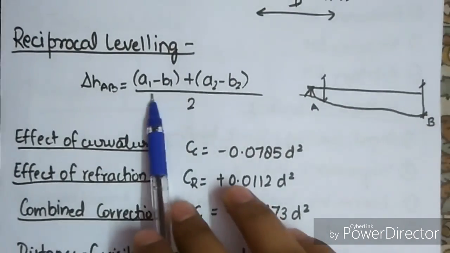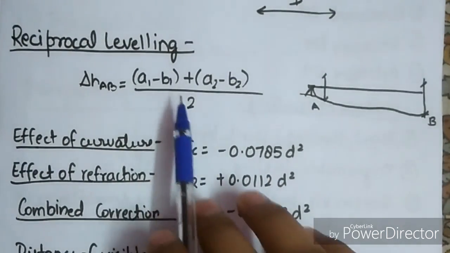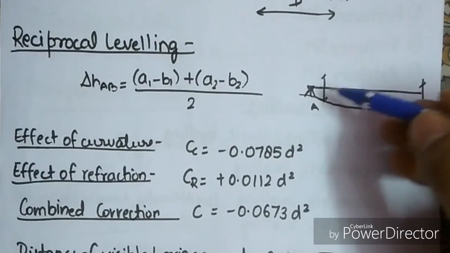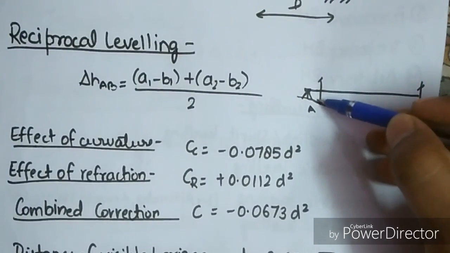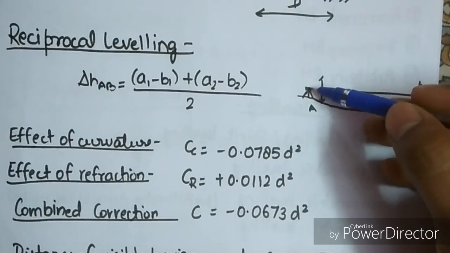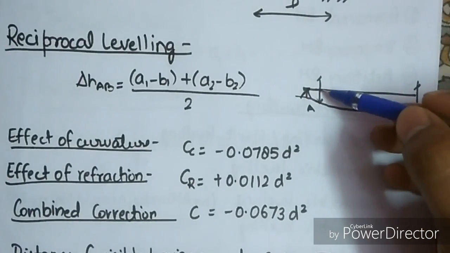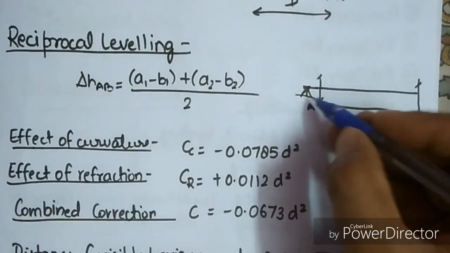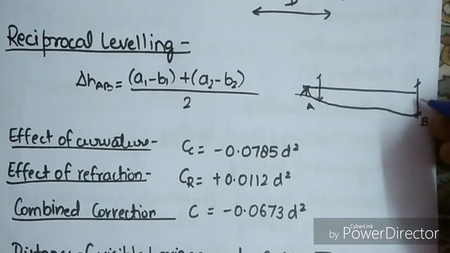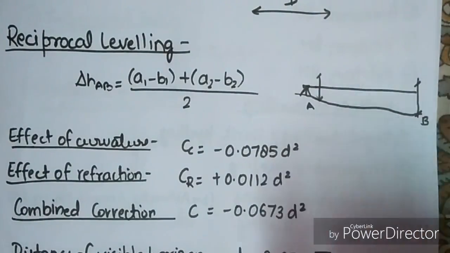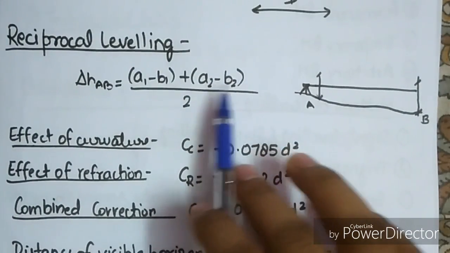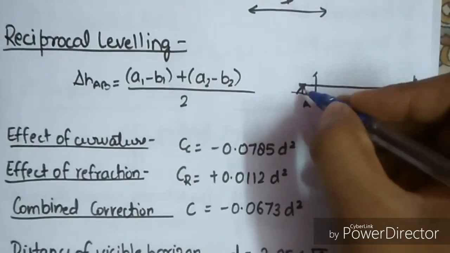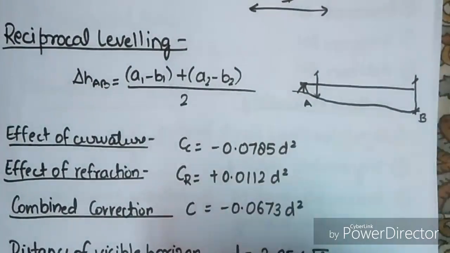Reciprocal leveling is (a1 minus b1 plus a2 minus b2) upon 2. Here a1 is the height of staff intercept when instrument station is at a and towards a only, while b1 is while staff is at a and this intercept at b. Similarly for this condition a2 b2 when this instrument is at b.